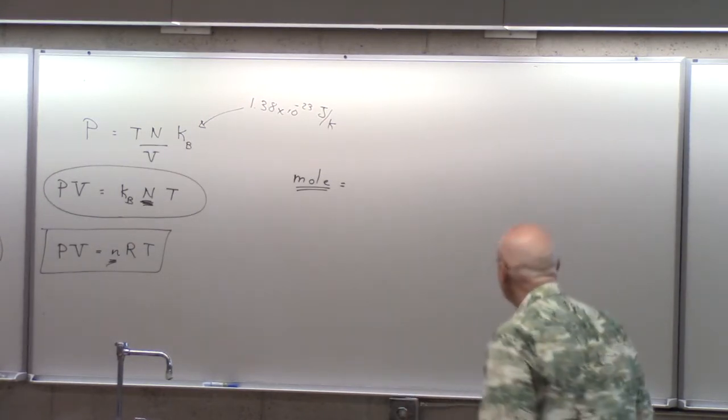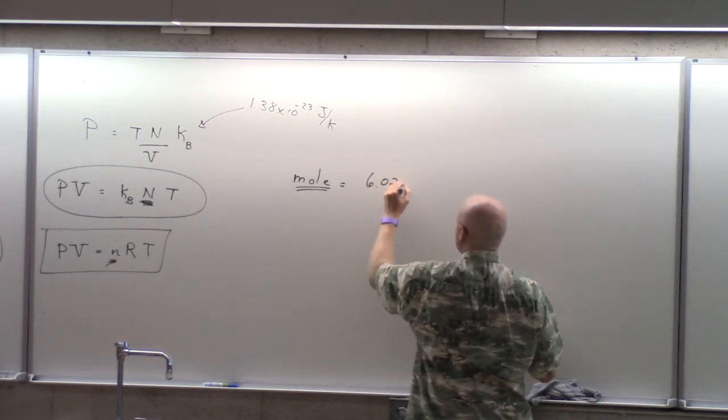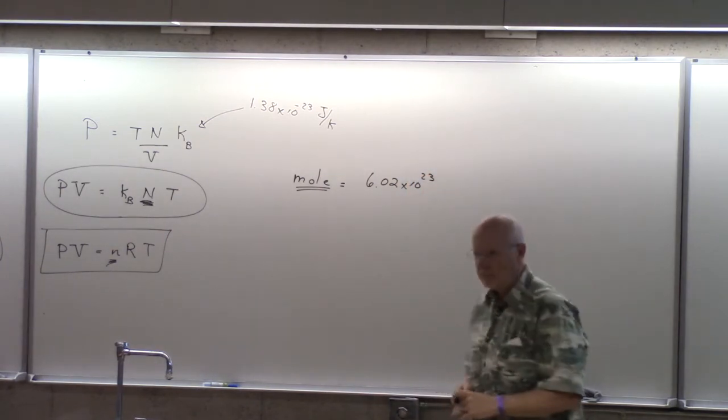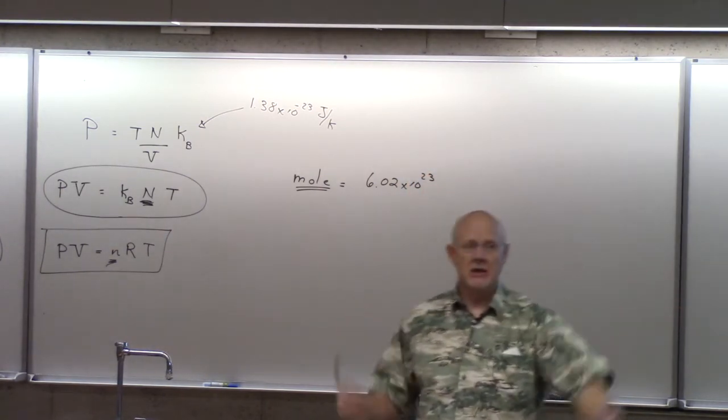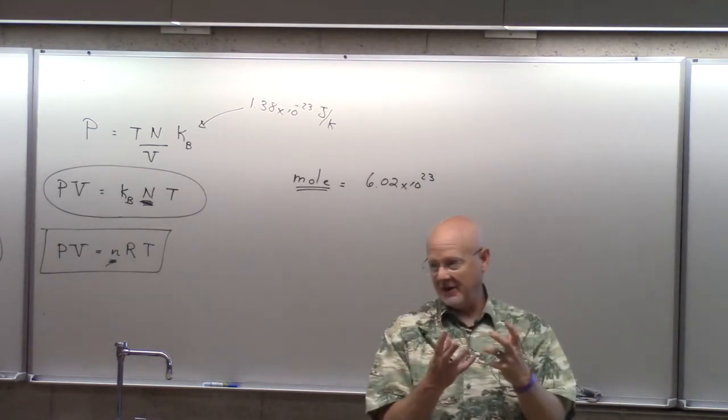A mole is a group: 6.02 times 10 to the 23rd. And so instead of 7 days, it is a lot more than 7. It is a big grouping.